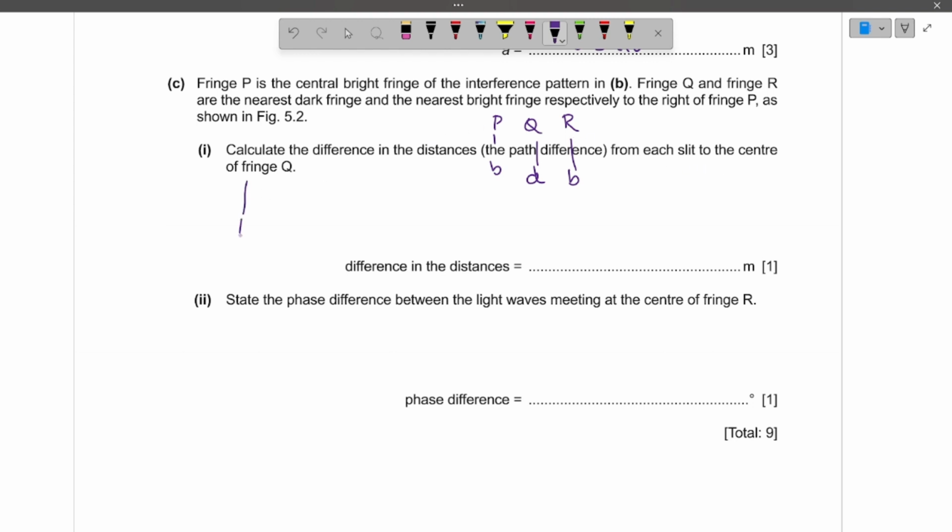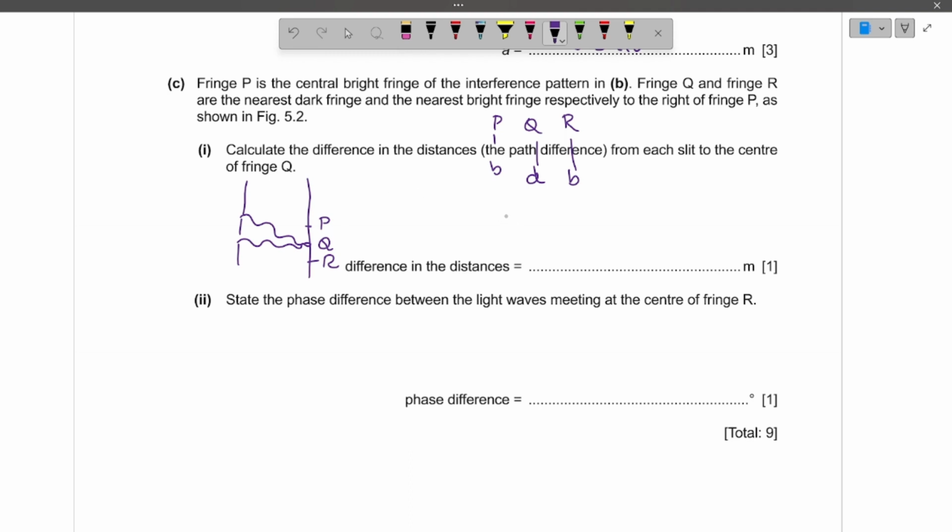So here are the slits. Here is the screen. The center is P, here is Q, the dark one, and here is R. The waves are coming in all directions and meeting at this point. When these two are meeting, they are meeting from opposite directions. So these two waves meeting at this point have a phase difference and a path difference.